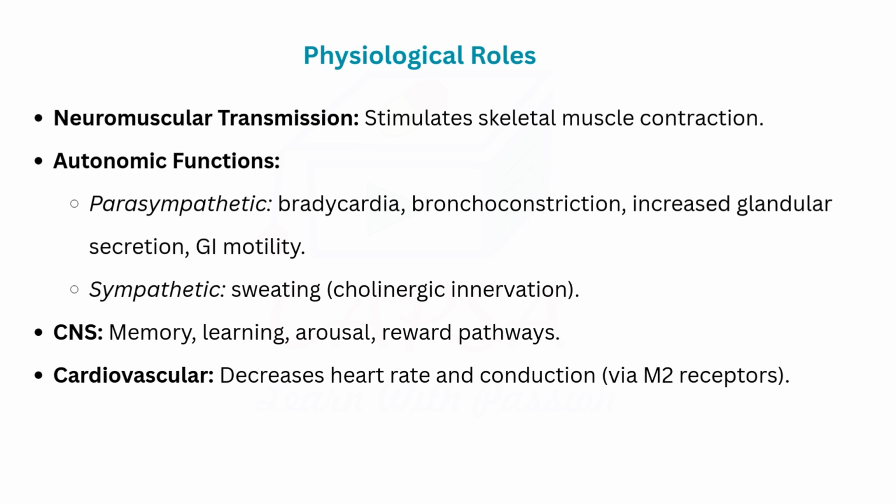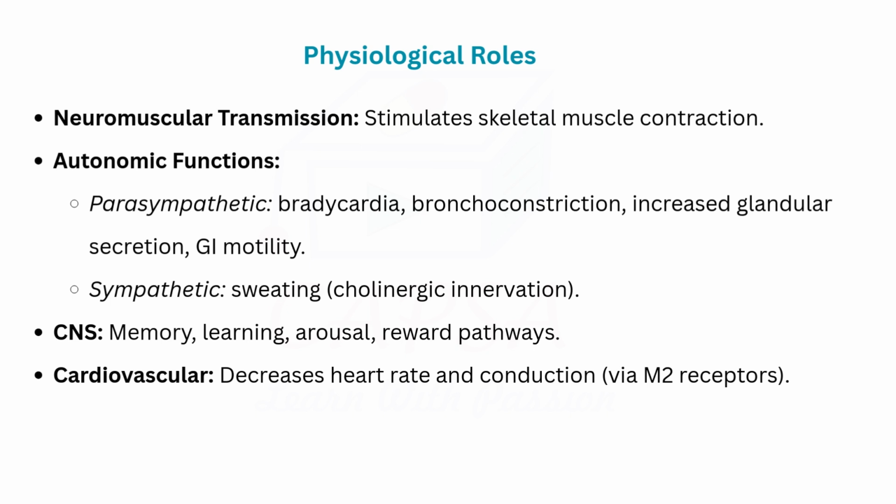Now let us talk about the physiological roles of acetylcholine. At the neuromuscular junction, acetylcholine is the key neurotransmitter that stimulates skeletal muscle contraction. Whenever a motor neuron fires, acetylcholine is released onto the muscle end plate, leading to depolarization and contraction of the muscle fiber. Moving on to the autonomic nervous system, acetylcholine plays different roles in the parasympathetic and sympathetic divisions.